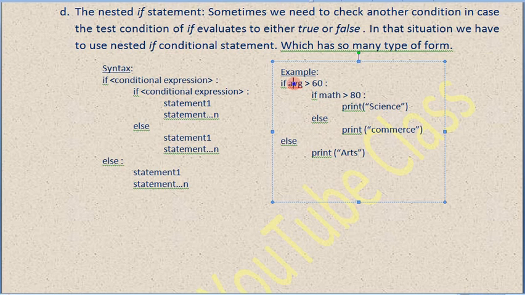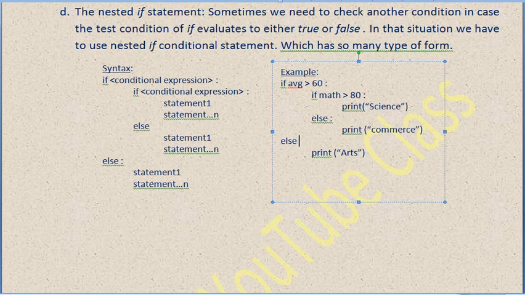If the average mark is more than 60 and you are scoring more than 80 in math, then you can take admission in science. So for taking admission in science, there are two conditions: your overall average mark has to be more than 60, as well as your math mark should be more than 80. If your average mark is more than 60, but you didn't get more than 80 in math, in that case you will take admission in commerce.